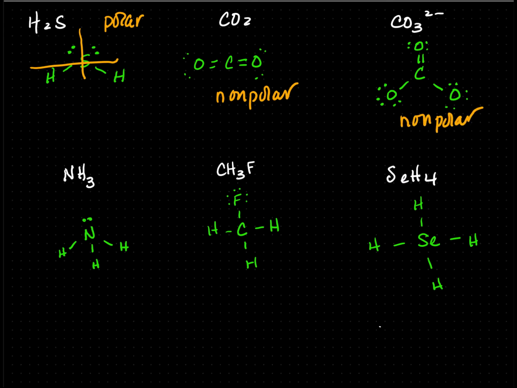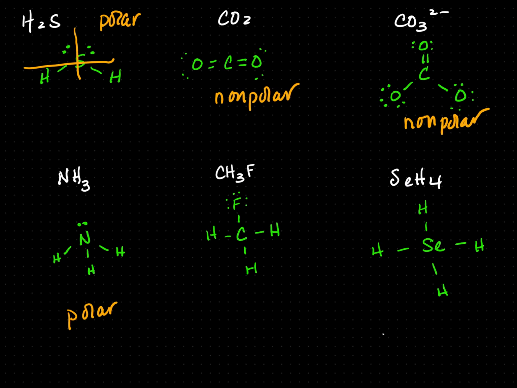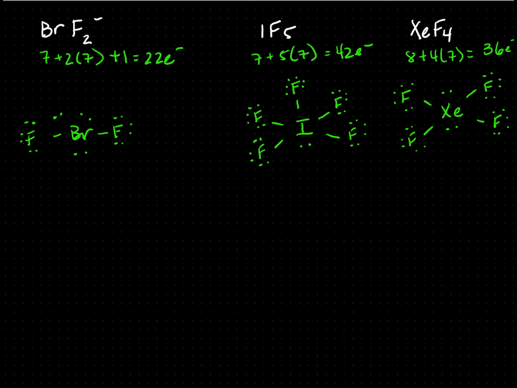If I look at NH3, it has a lone pair around the central atom, so this one is polar. The H's are the same element. Because of the lone pair, it is polar. CH3F, it's not symmetrical, so this is already polar. It has three hydrogens, but it has a fluorine, so it's not symmetrical. SCH4 is symmetrical. All the outside atoms are the same, and there's no lone pair, so this is nonpolar.